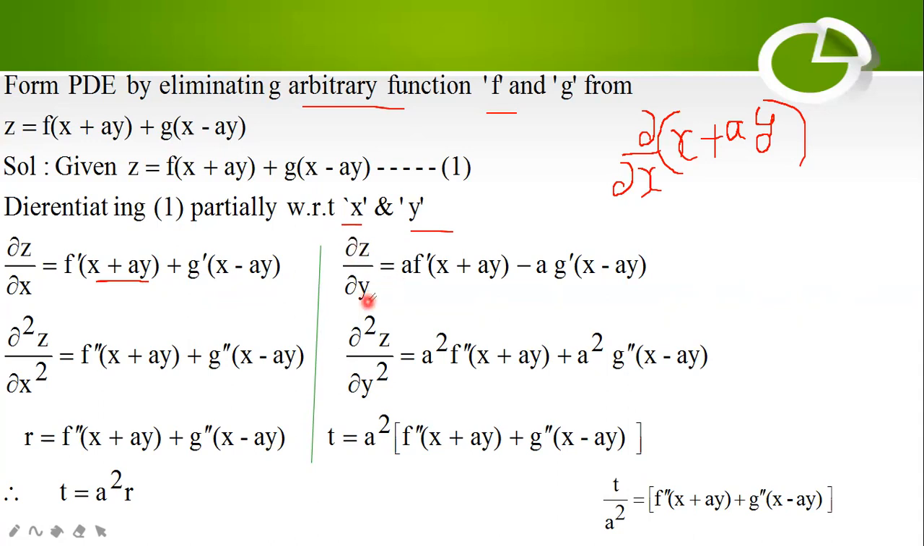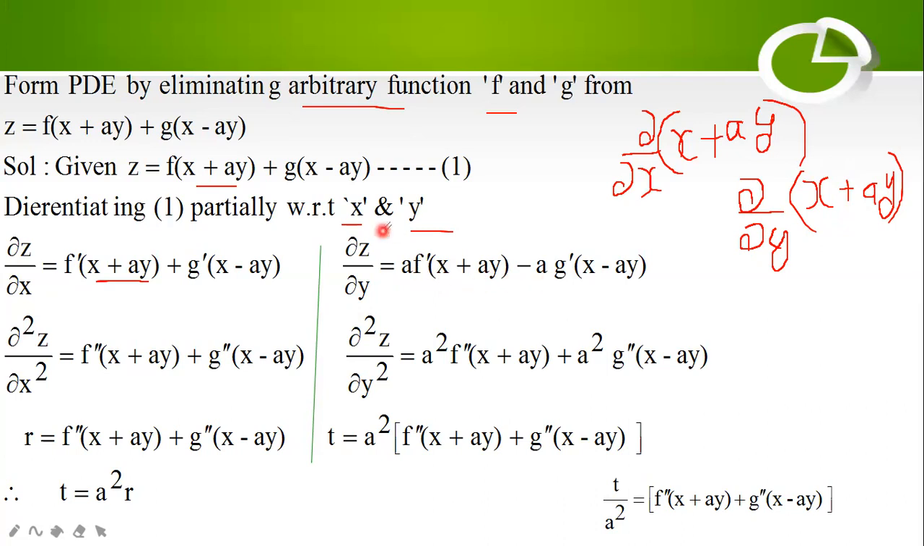Similarly, the derivative of z with respect to y, that is dou z by dou y equal to the derivative of this function with respect to y, that is f dash of x plus ay, and the derivative of this function, dou by dou y of x plus ay. With respect to y, x is constant, so this is 0, the derivative of y is 1, 1 into a is a, therefore f dash of x plus ay into a, that is a into f dash of x plus ay.